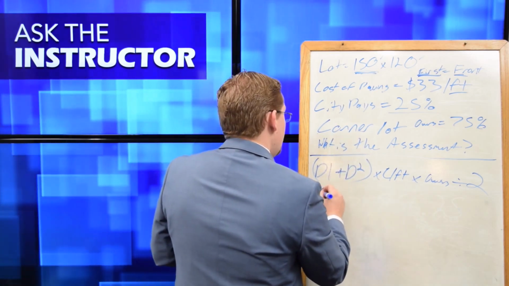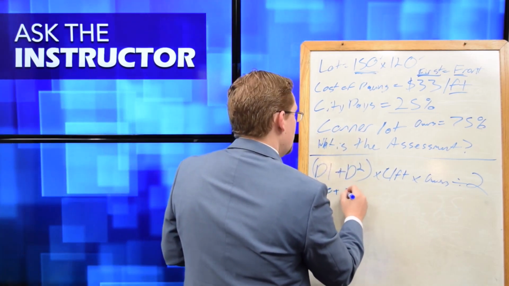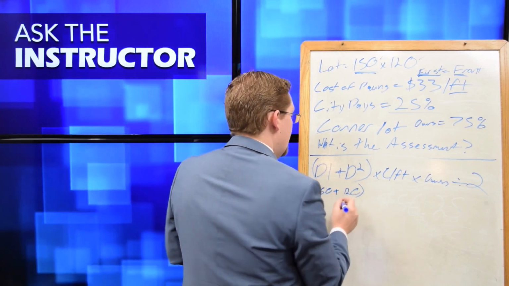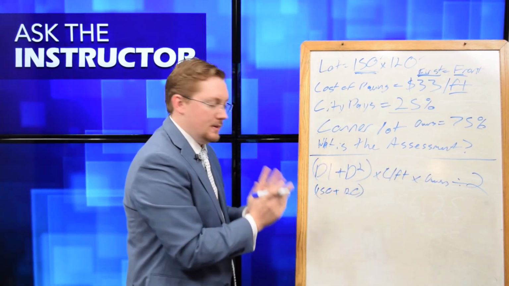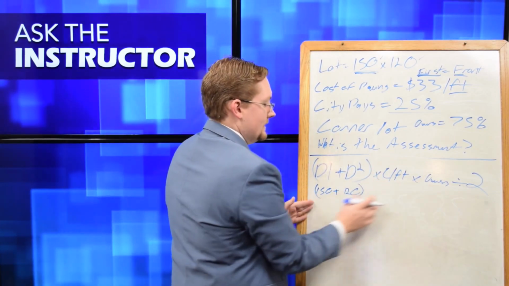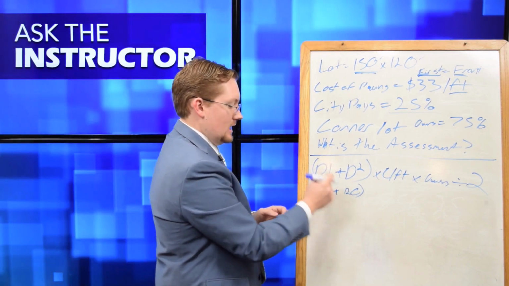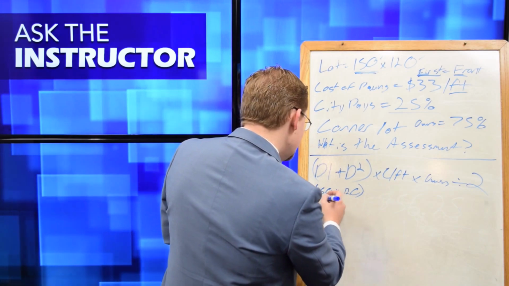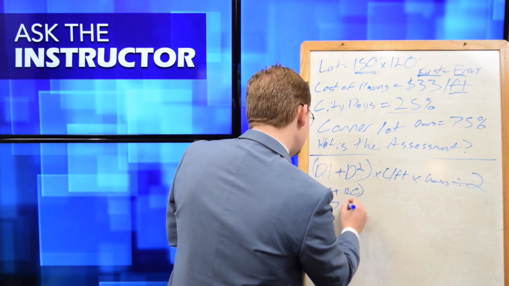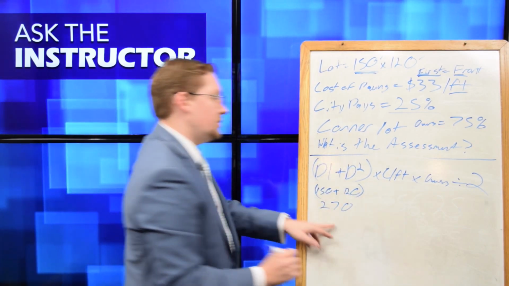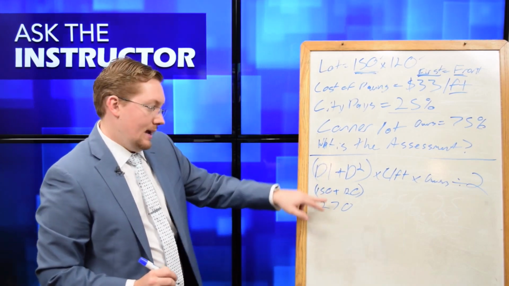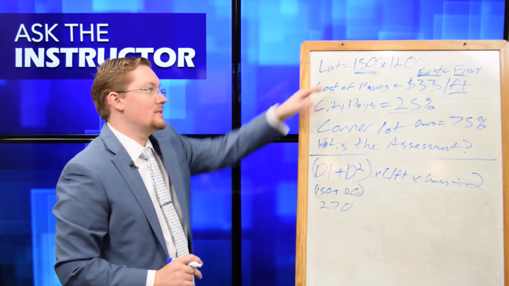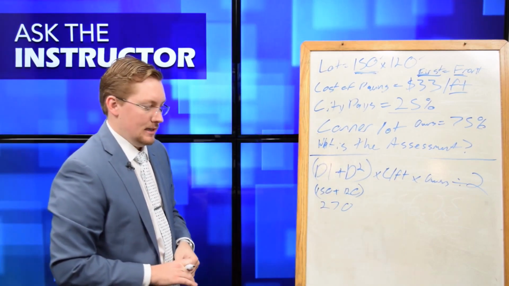150 plus 120. And now notice I put the parentheses around this because the key thing here is you have to add these together first. The 150 plus the 120, that's going to add up to be, what is that, 270? So we have a total of 270 feet. So that you have to do first and foremost, add the two sides together on this particular property.